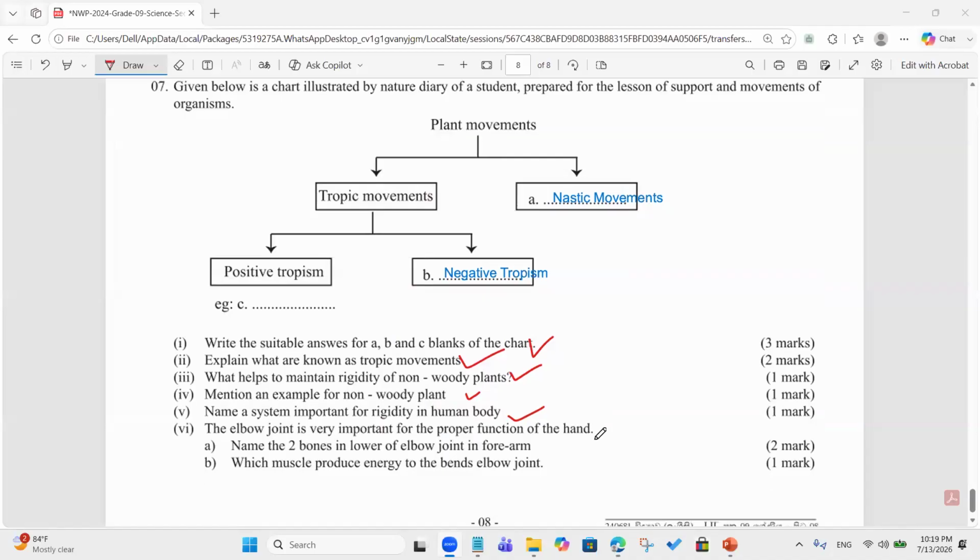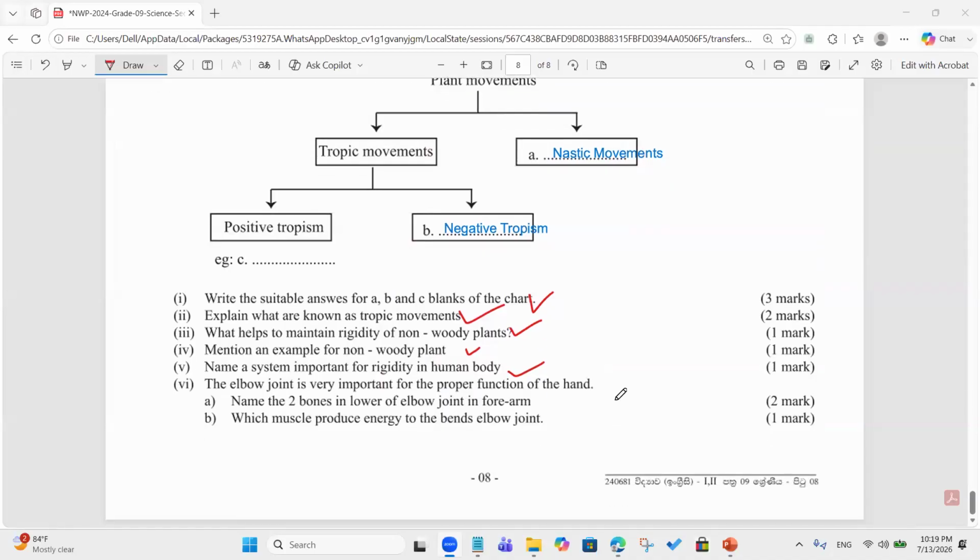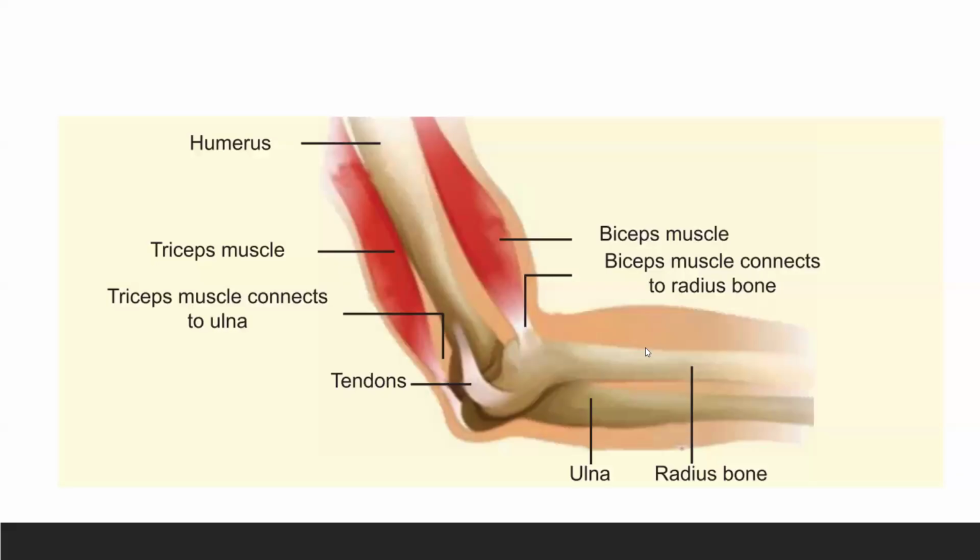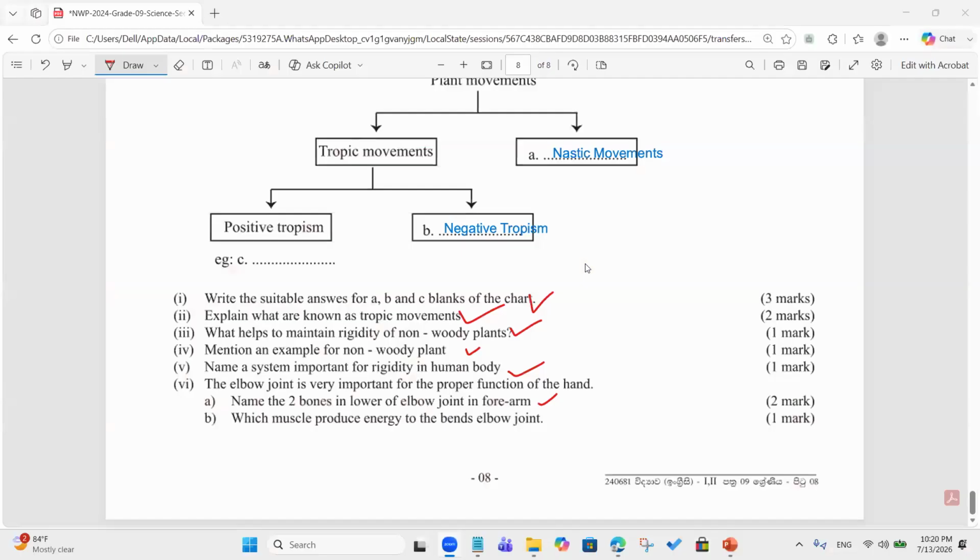The elbow joint is very important for the proper function of the hand. Name 2 bones in the lower part of the elbow joint in the forearm. Okay, so what are those 2 bones? These are the 2 bones, ulna and radius, right? That's what they asked me. Once again, the question: name the 2 bones in the lower part of the elbow joint in the forearm. Yes, that's the answer.